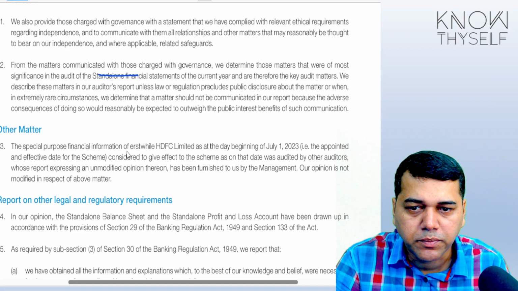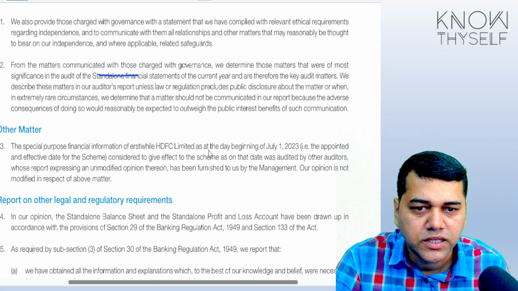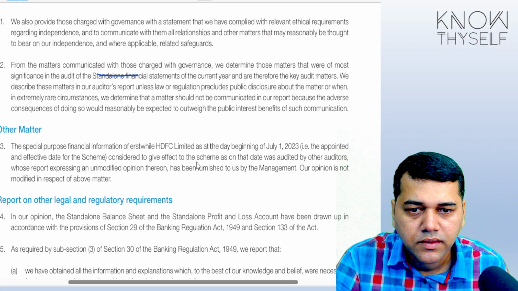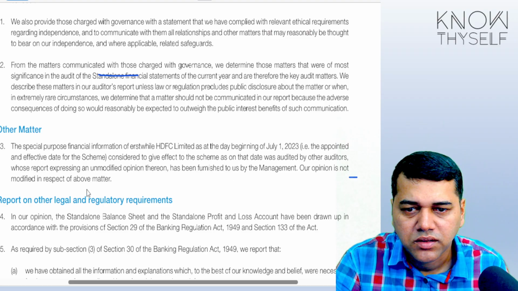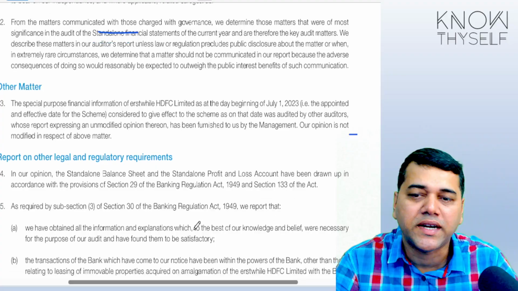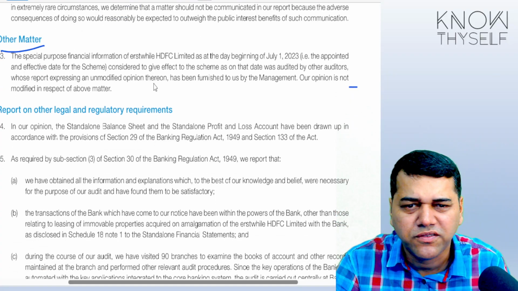Okay, for the special purpose financial information of first HDFC. Some other matter they have, the other matter paragraph. They have given some other matter paragraph, leave it.